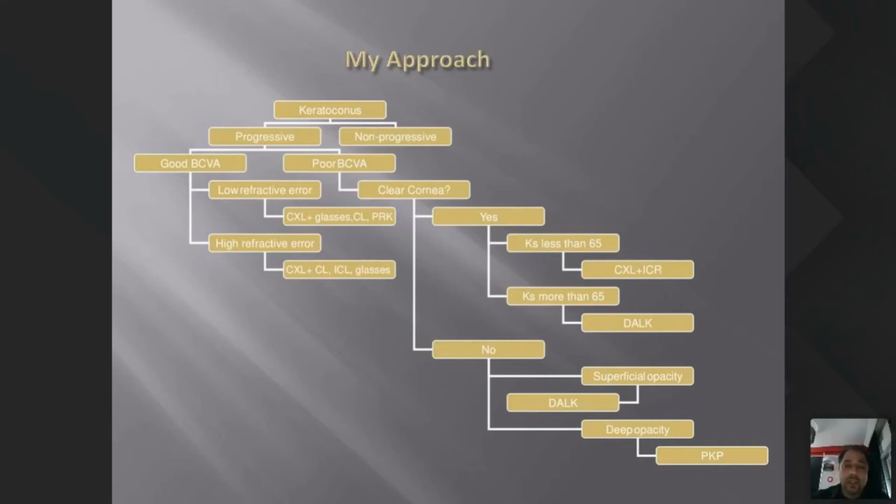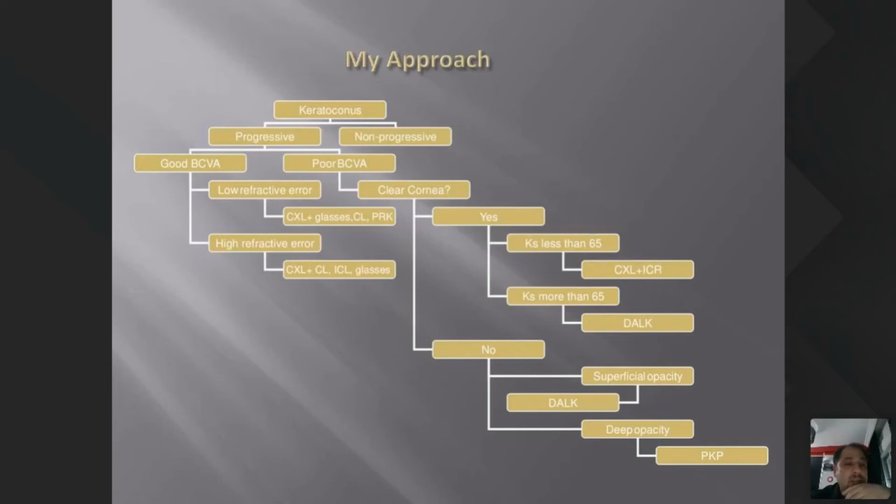So the patient is always seeking visual improvement. And in order to achieve this second goal of the keratoconus treatment, we look at the best-corrected visual acuity. If the patient can refract to a good visual acuity, and here the cutoff point, we are talking about 0.3 and above, then you can consider treatment of this patient with one of two tracks.